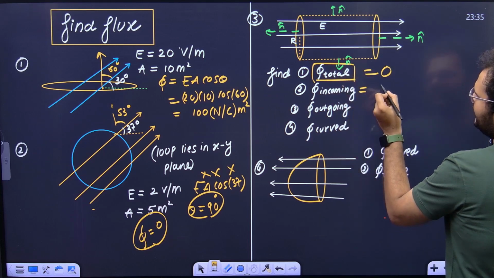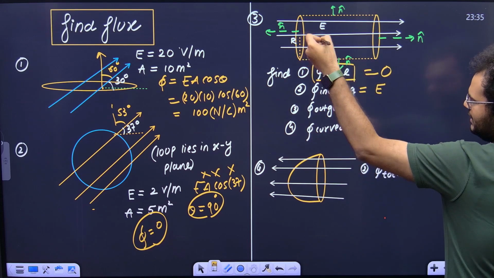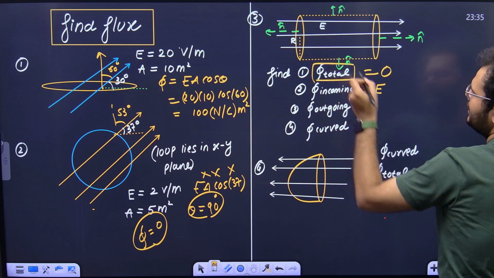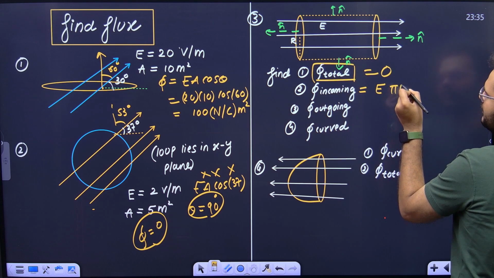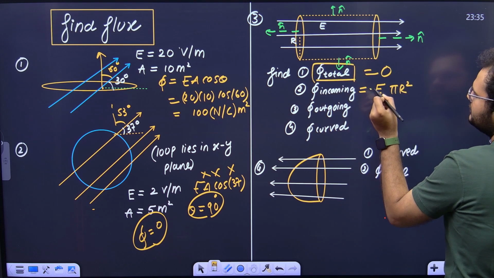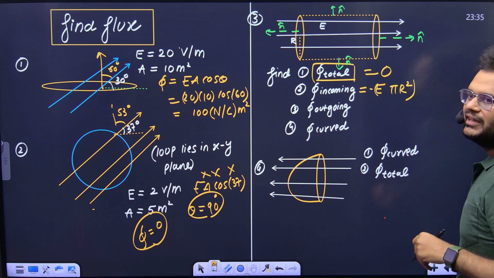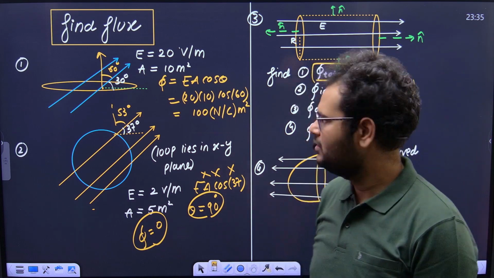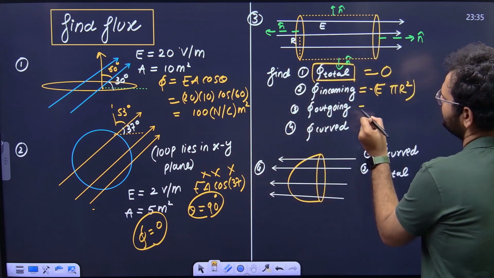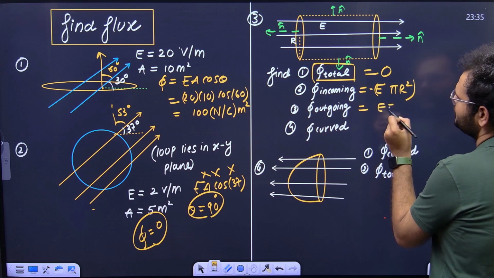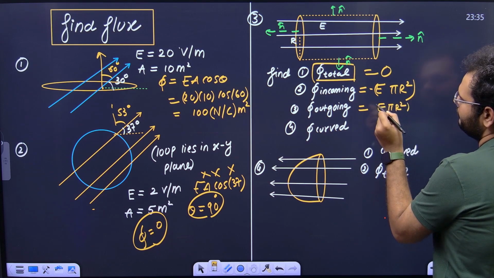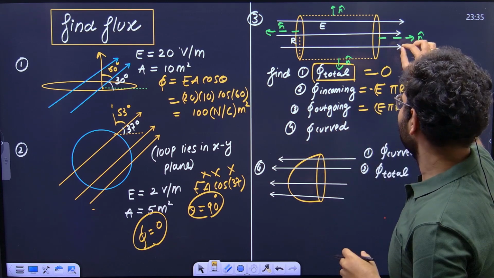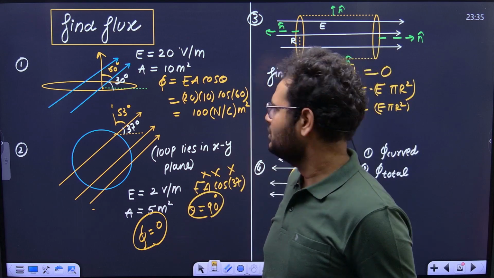So what will I write? Sir, E, and what is this area? Area is pi r square. Very good, pi r square. Okay, and this is negative. Are you getting it? Cos 180, anyway it is -1. Sir, what about this? It is simply positive, E pi r square. Because angle is how much now? 0 degree, or anyway it is outward, so you will take positive.